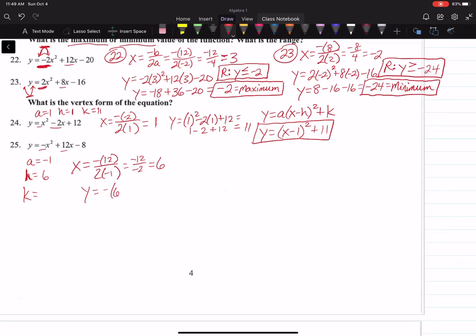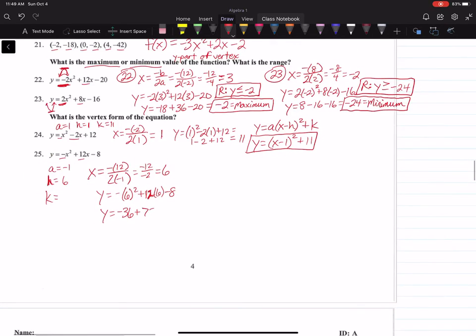So negative 6 squared plus 12 times 6 minus 8. And y equals, let's see, negative 36 plus 12 times 6. I don't quite know what that one is. 12 times 6, I think it's 72, but I'm not sure. Yeah, 72. 72 minus 8. And if you put all that in your calculator, you get 28. So 28 is k.